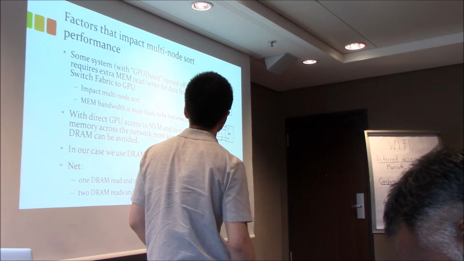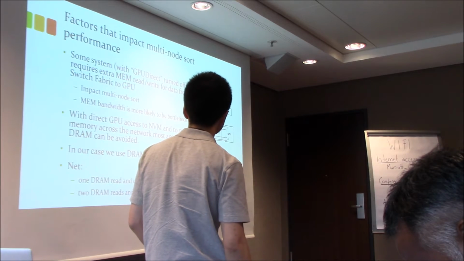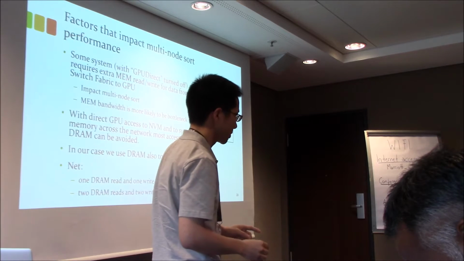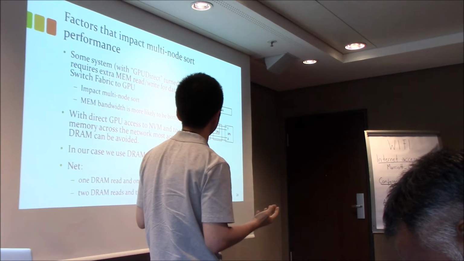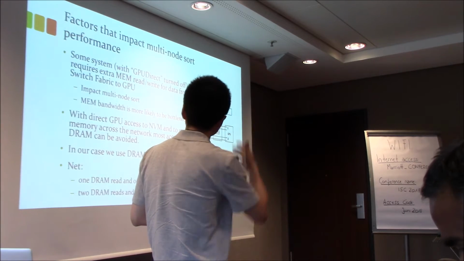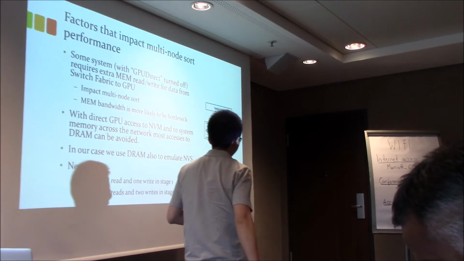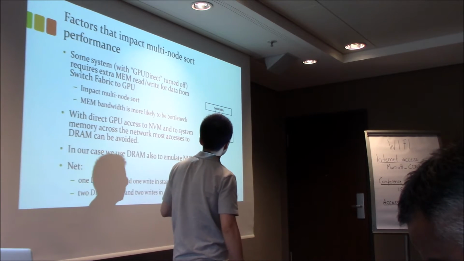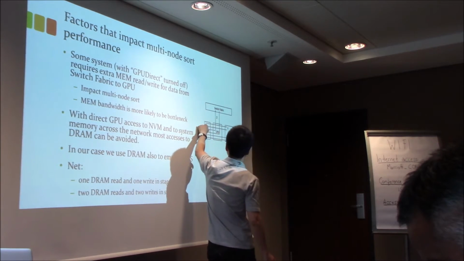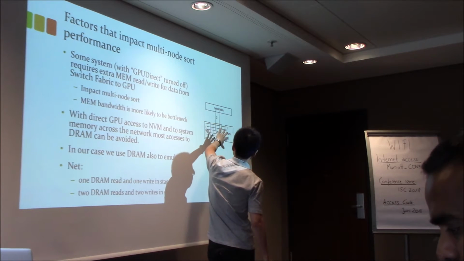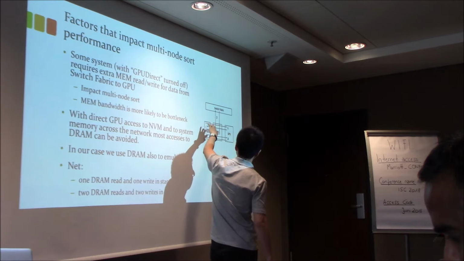So, with regard to the multi-node sort, we are introducing another factor, which is GPU Direct with RDMA. Unfortunately, our system is configured with GPU Direct off. So as we can see, this is how data goes through the paths in the multi-node sort scheme.